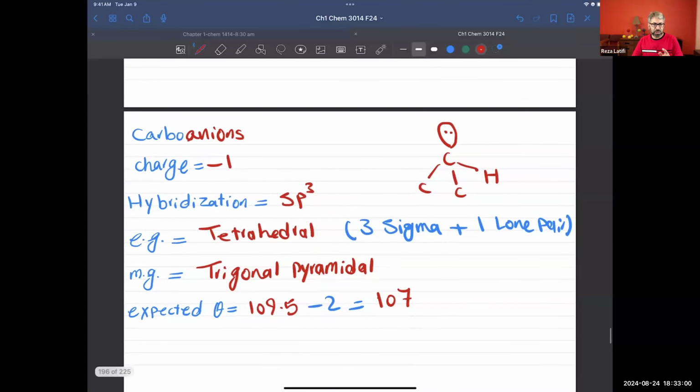So I'm going to pause here. In the next video, I will be covering some resonance structures, and I will show you how to actually distribute the negative charge or positive charge by using a lone pair or a double bond.